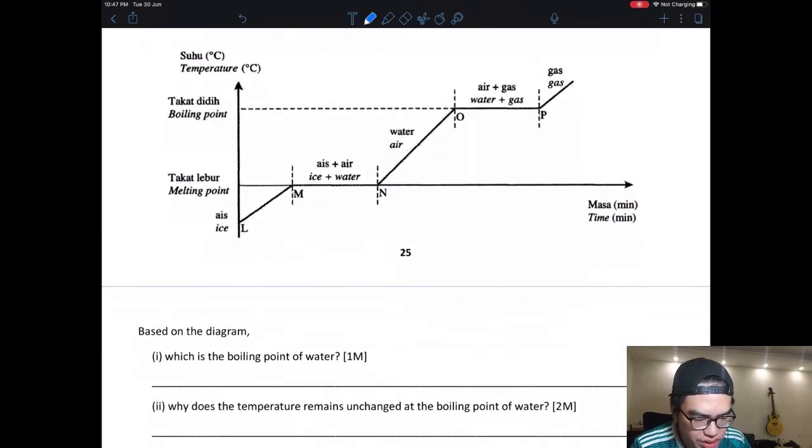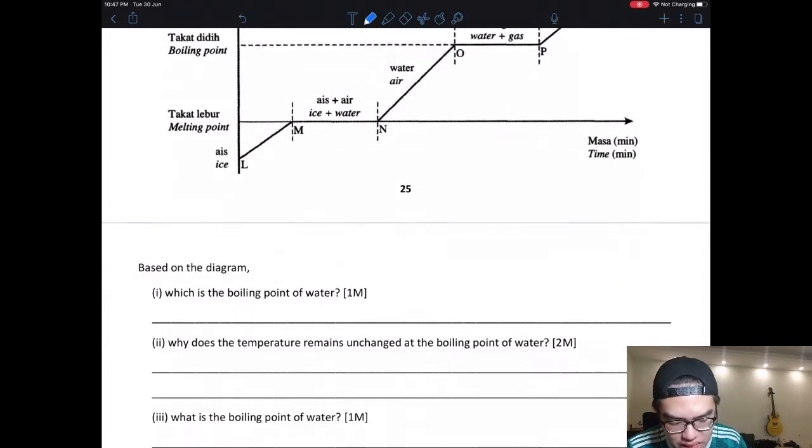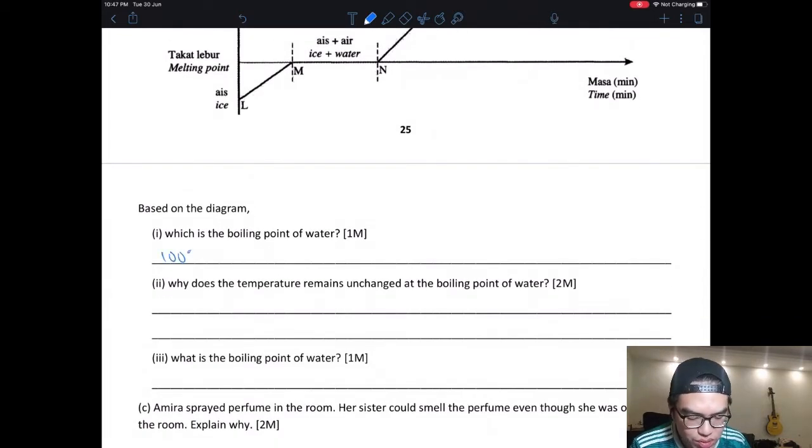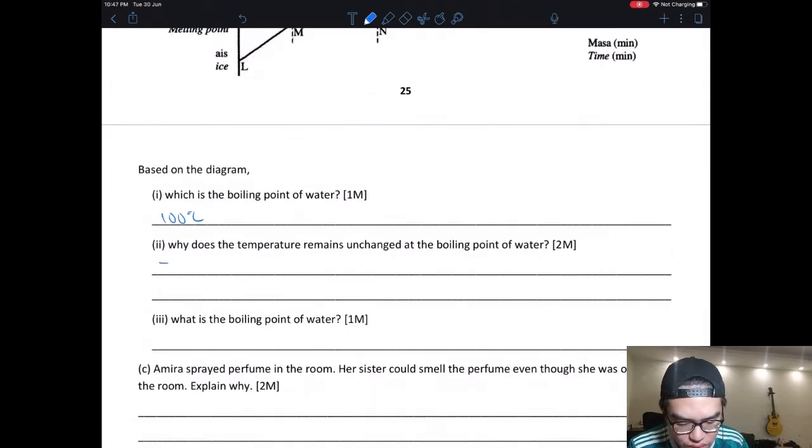Wow, what a common question, huh? You see this all the time. What is the boiling point of water? Common sense lah, 100 degrees. Number 2, why does the temperature remain unchanged at the boiling point? Because liquid is changing into gas.